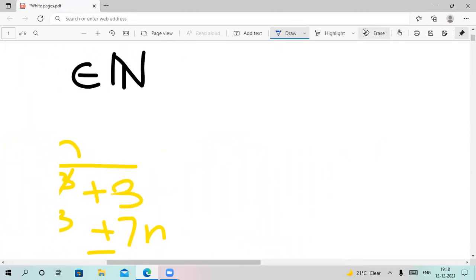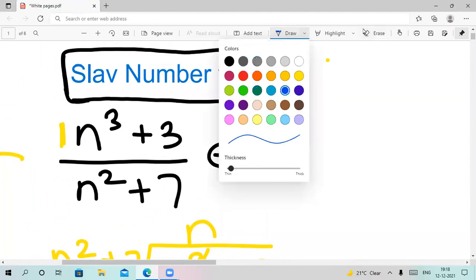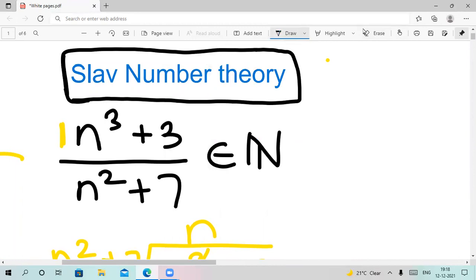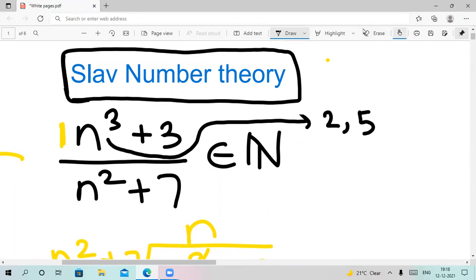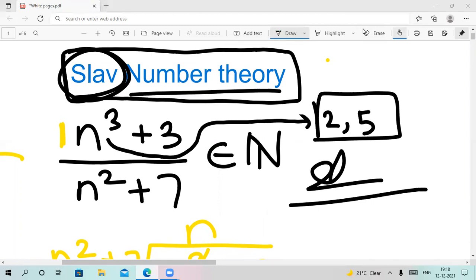So what was the original question here? We need to find all those values of n for which this expression will always have an integer output, and this will only happen when the value of n that we put is either 2 or 5. So these are the only two values, and they are also prime. So this was a Slavic number 3 question, a Russian question always at its peak.